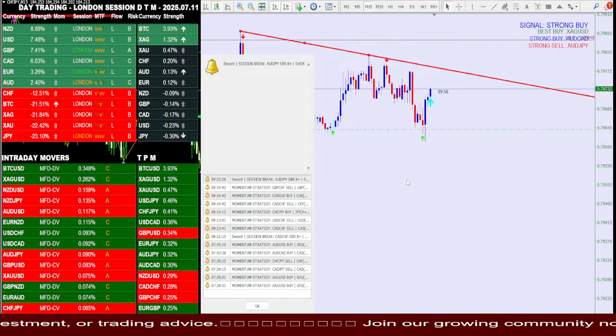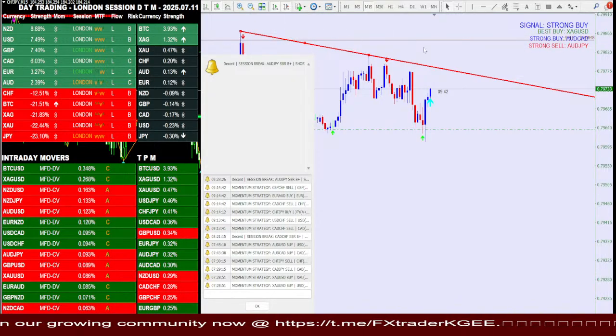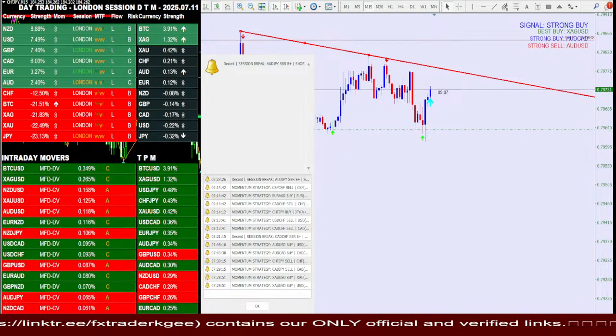I am just going to hold, and if it goes against me and touches here, after this stop and reverse, I am going, and I am not just trading. So that's about this.